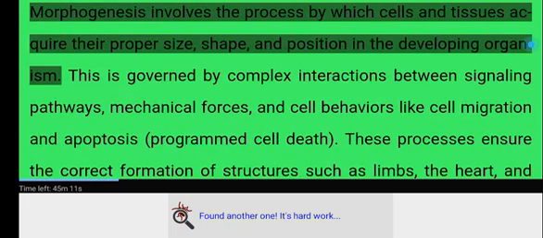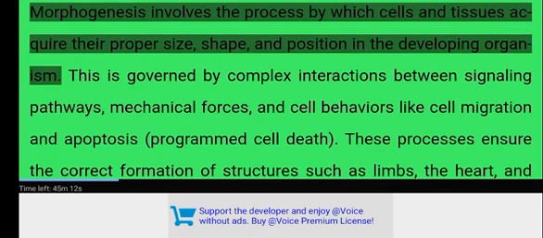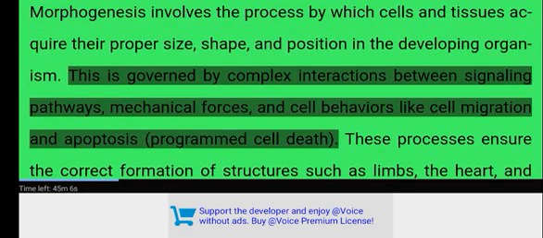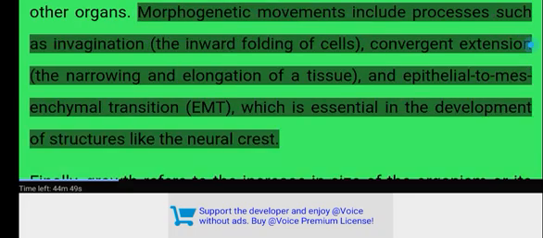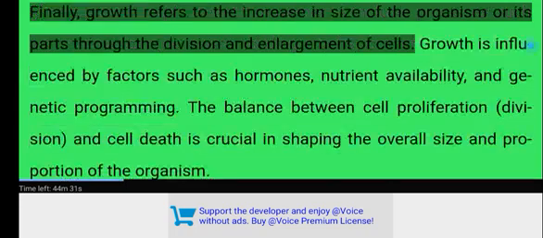Morphogenesis involves the process by which cells and tissues acquire their proper size, shape, and position in the developing organism. This is governed by complex interactions between signaling pathways, mechanical forces, and cell behaviors like cell migration and apoptosis, programmed cell death. These processes ensure the correct formation of structures such as limbs, the heart, and other organs. Morphogenic movements include processes such as invagination, the inward folding of cells, convergent extension, the narrowing and elongation of a tissue, and epithelial to mesenchymal transition (EMT), which is essential in the development of structures like the neural crest.